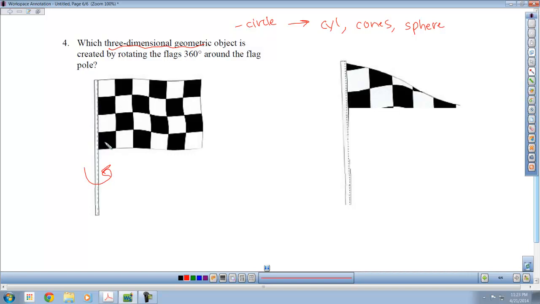Your teacher might have had you spin something on your pencil in class so that you could see it for yourself. So maybe you can summon those memories. Anyway, this one would come out to be a cylinder. And this one over here, if that spun around, that would give us a cone. So you just have to see it in your mind's eye.